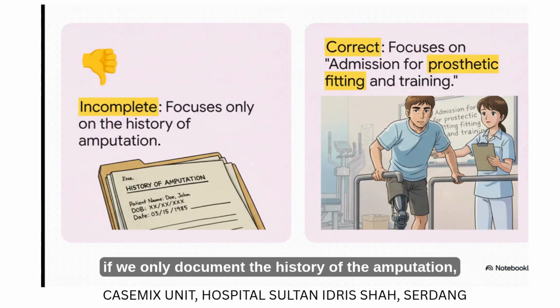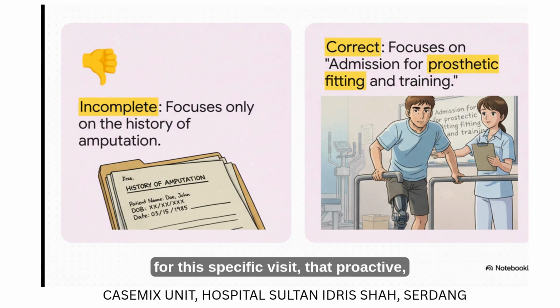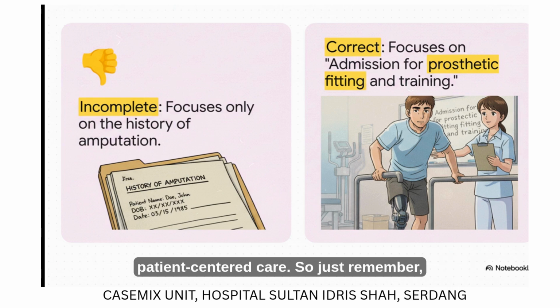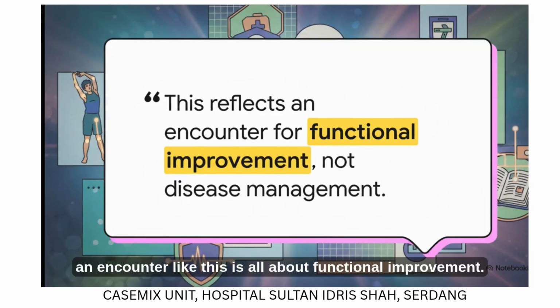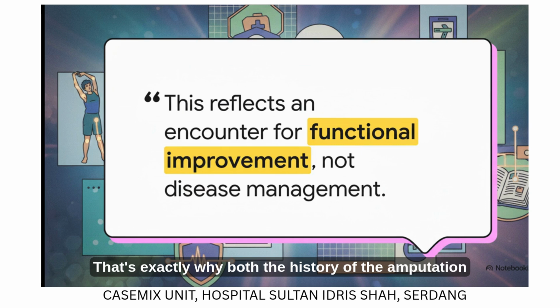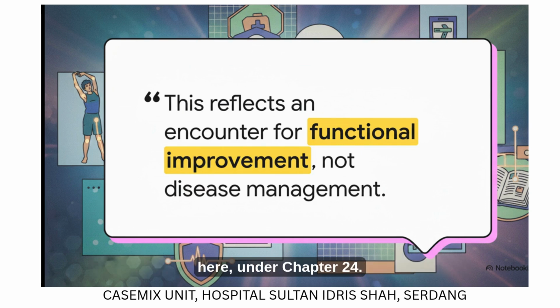You see, if we only document the history of the amputation, we completely miss the point of this admission. The right way to do it focuses on the reason for this specific visit, that proactive, positive step of fitting and training with a prosthesis. Getting this detail right makes a world of difference for our rehab stats and for showing our commitment to patient-centered care. So just remember, an encounter like this is all about functional improvement. It's not about managing a disease. That's exactly why both the history of the amputation and the need for the prosthesis get documented right here, under Chapter 24.